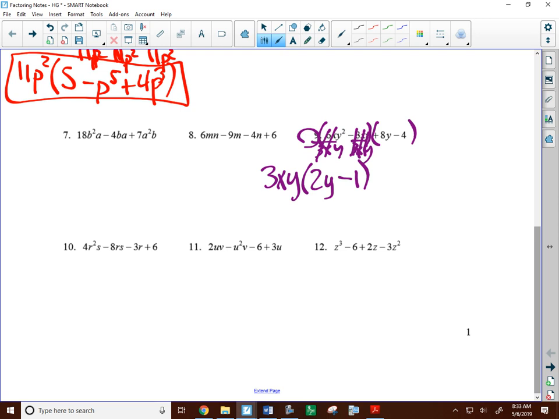Next one, 8y and 4. Well, what's the GCF there? 4. So here's where you could have kept the positive outside, but I have a positive 4. So I divide each of these by 4. 8y over 4 is 2y. Minus 4 divided by 4 is 1. Now, is this starting to look familiar? Did you do it? I have no idea. Still maybe.